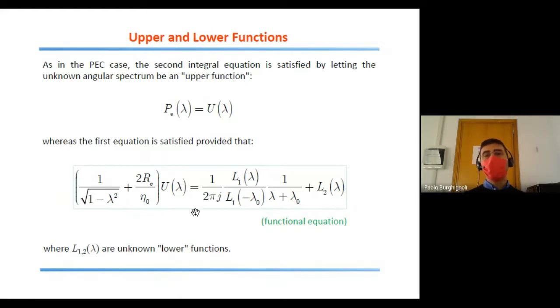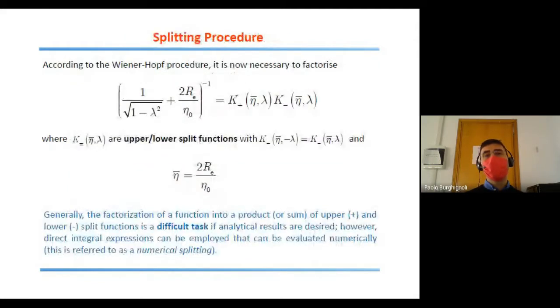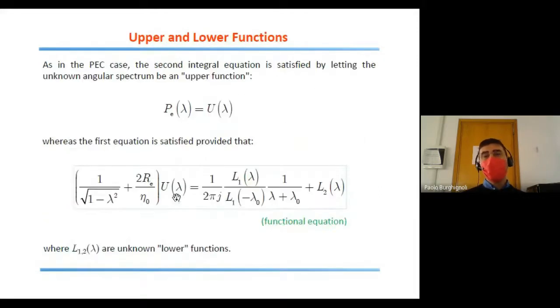So now we have no integrals, but we have a functional relation between 3 unknown functions: the upper function on the left-hand side and 2 lower functions on the right-hand side. Since those functions are not equal, we can proceed as we did in the previous lesson and consider that the equation can be solved provided we are able to split all the upper functions on one side of the equality and all the lower functions on the other side.